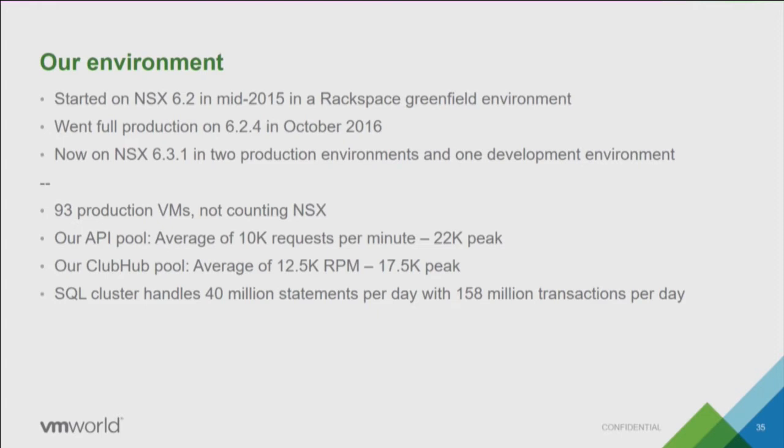We are using the per-application load balancing that Rush alluded to earlier. So for every service, we make a set of load balancers. Our API pool handles an average of 10,000 requests per minute with a peak of 22,000. Our Club Hub, which is a proprietary application that we use for our franchisees, averages more than that, but a little bit less peak. And our SQL cluster handles 40 a day with 158 million transactions today, just to give you guys a clue of our scale.